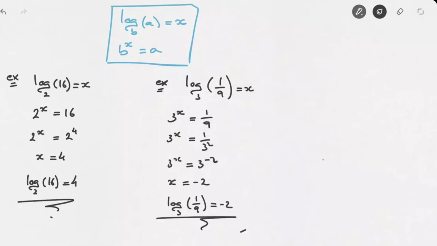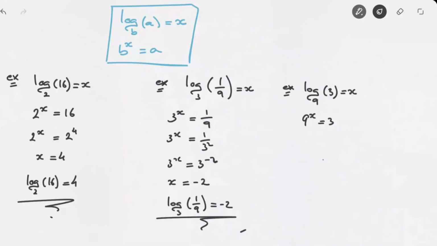Now let's look at one more example. Let's say we were asked to calculate log base 9 of 3, and we'll just say equals x again. Well, to begin with, let's just rewrite this in exponential form. In this case, since the base is 9, that would be 9 raised to the power of x equals 3. And just as for the two previous examples, the trick here is to make sure that both sides of this equation are written as powers of the same base.